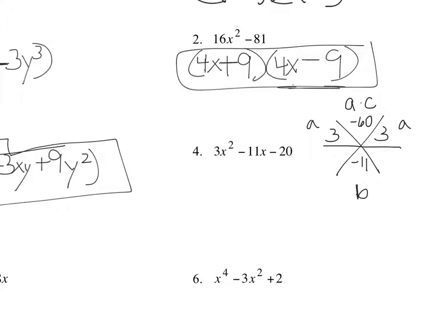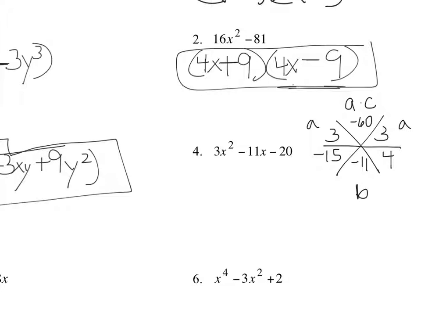Maybe? We'll see. Okay. All right, so now what we're going to do is ask ourselves, what times what is negative 60 and adds up to negative 11? Can you think of two numbers that multiply to negative 60 and add to negative 11? Negative 15 and 4. Oh, nice. Okay. Negative 15 and positive 4.